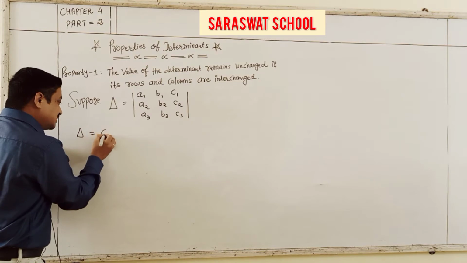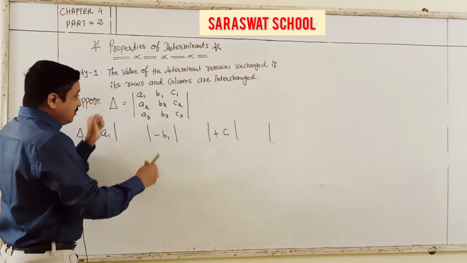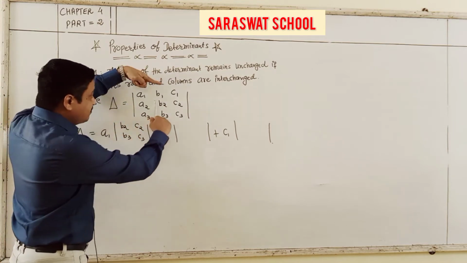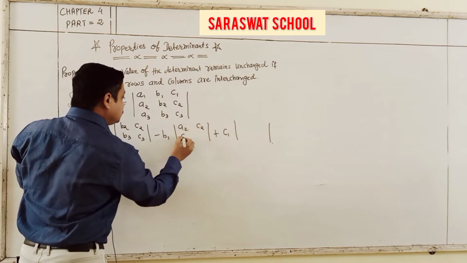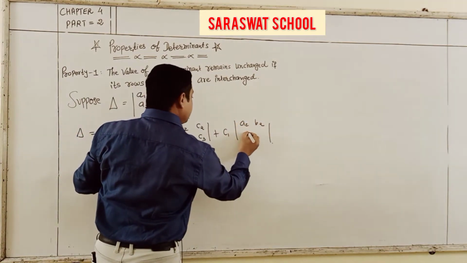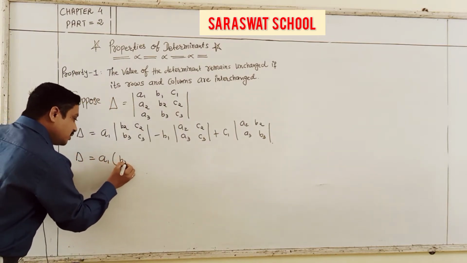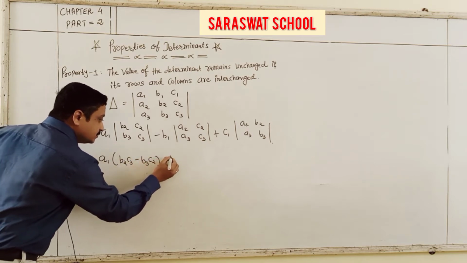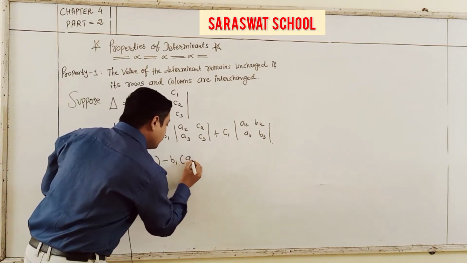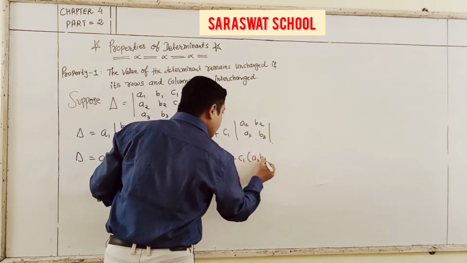So the del value is known: A1 minus B1 and C1. Taking the L shape here, B2, C2, B3, C3, the similar T shape A2, C2, A3, C3, and the last L shape A2, B2, A3, B3. Now it is very easy, you just expand it. So del is A1 times (B2 C3 minus B3 C2). Similarly, going ahead, the second expansion is A2 C3 minus C2 A3, and the last A2 B3 minus B2 A3.